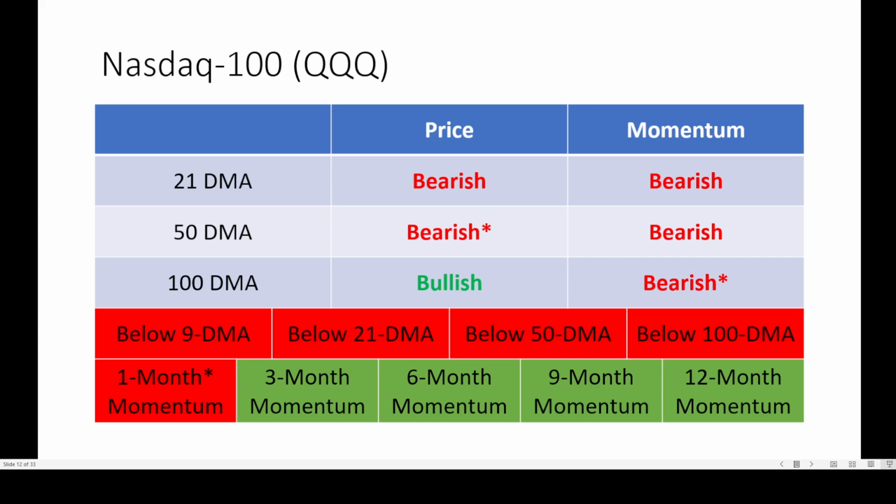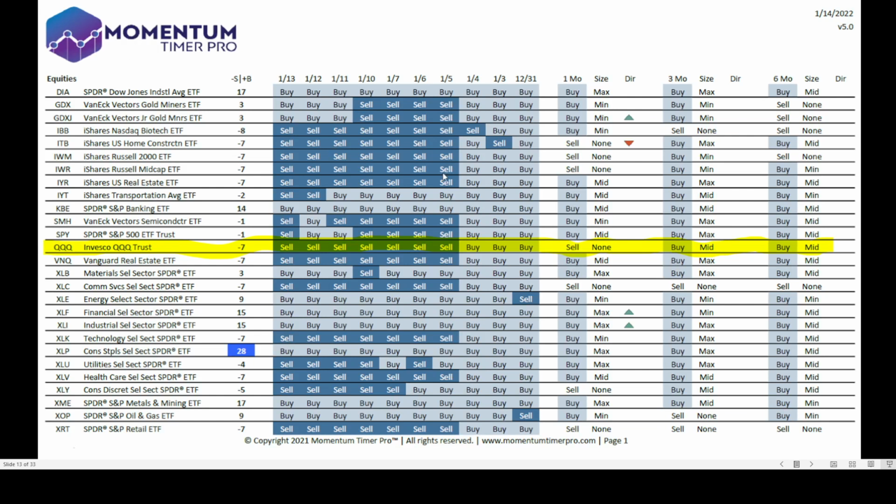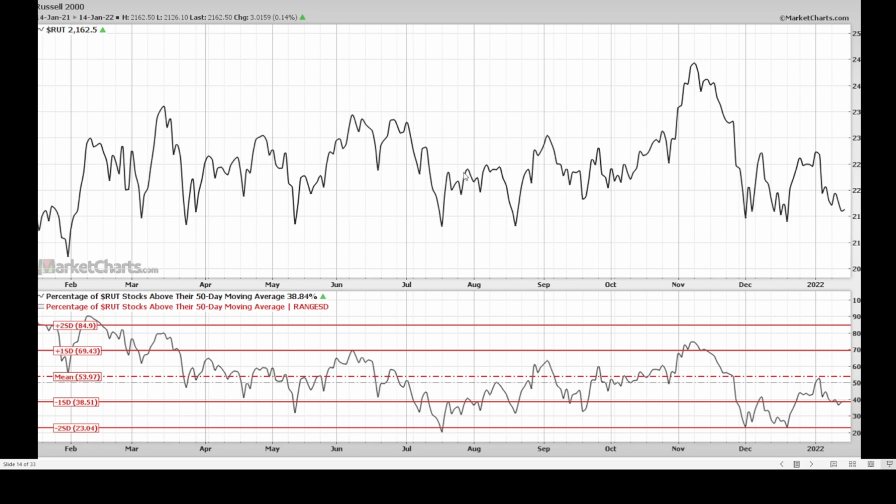Now, as far as Momentum Timer Pro goes, kind of a similar story as the S&P 500. We see now the 1 month position going to none as short-term signals are backing out. It's still holding mid-sized positions. And if you look at the chart, that makes sense, because those haven't broken down just yet. But hang tight. If price keeps going down, those two will break.